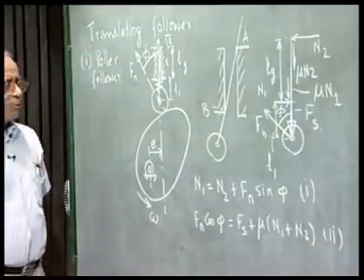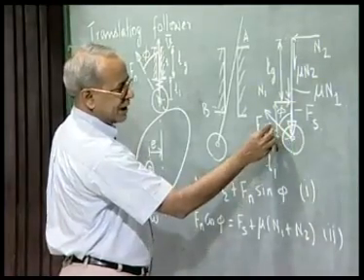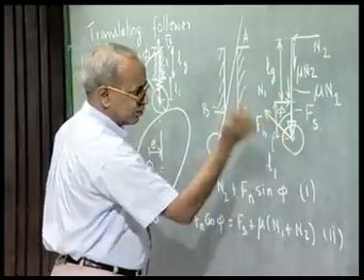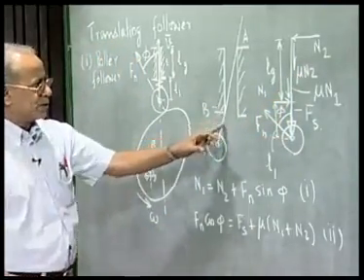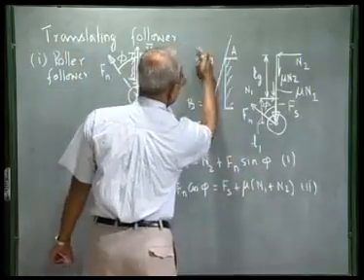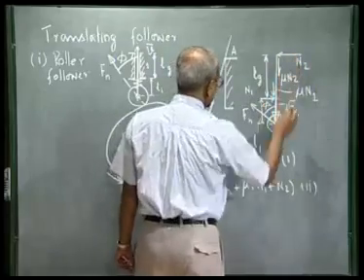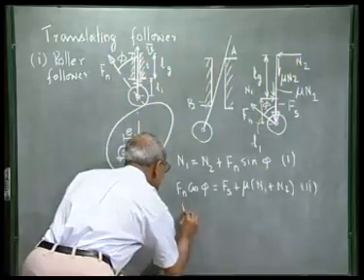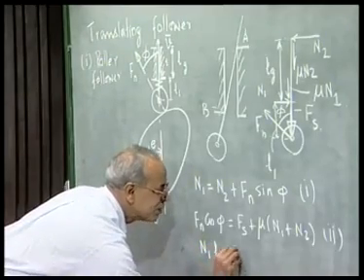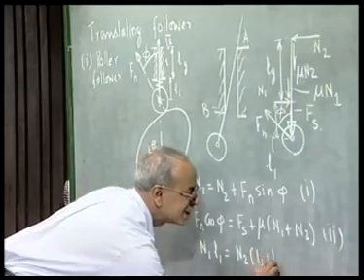And if we take the moments of all the forces about the roller center, then Fs, Fn, mu N2, mu N1, these forces are not producing any moment. The moment due to these forces are negligible because this angle is very small, it is almost vertical. So, the only moments are due to N1 and N2, and that gives me N1 into L1 must be equal to N2 into L1 plus Lg.